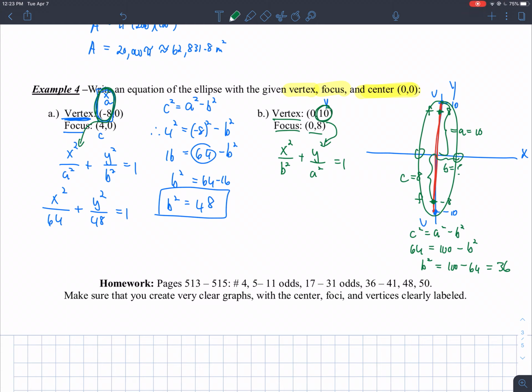So I can fill it in then. I can square a to get a squared, which is 100, and I have b squared is 36. So x squared over 36 plus y squared over 100 is 1. There it is. That's all you need there.